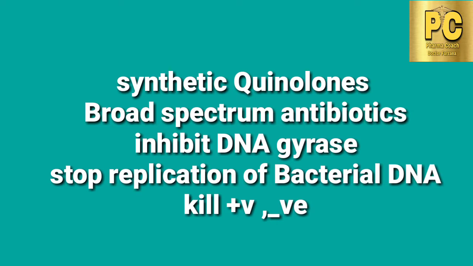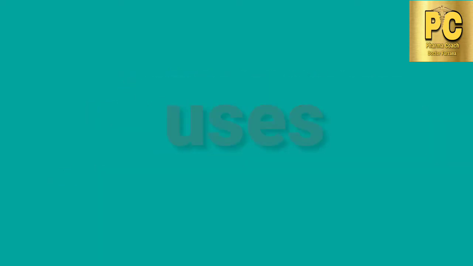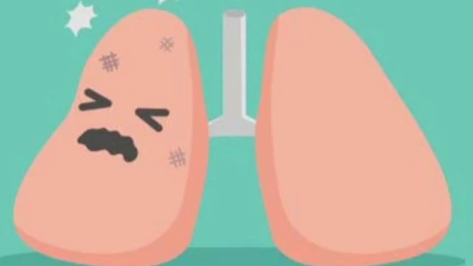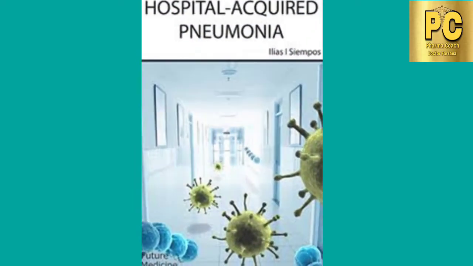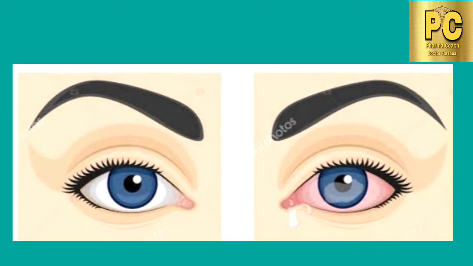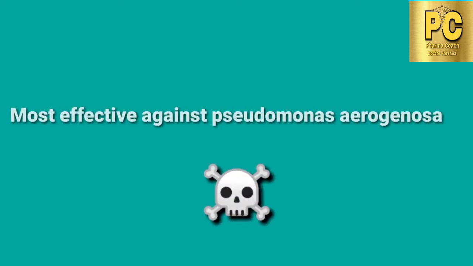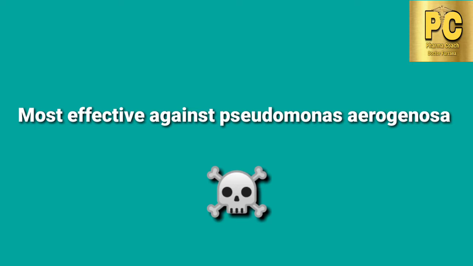The mode of action is that it inhibits DNA gyrase, an enzyme involved in replication of the bacterial DNA. The uses are UTI and LRTI, meaning lower respiratory tract infection, bone and joint infection, chronic bacterial prostatitis, nosocomial pneumonia, meaning hospital acquired pneumonia, and it is also used for sinusitis, post-exposure prophylaxis for anthrax, and the ophthalmic solution is used in corneal ulcer. The best thing about ciprofloxacin is that it is most effective against Pseudomonas aeruginosa.